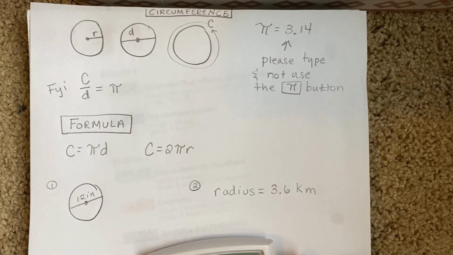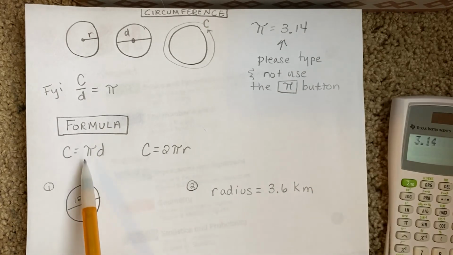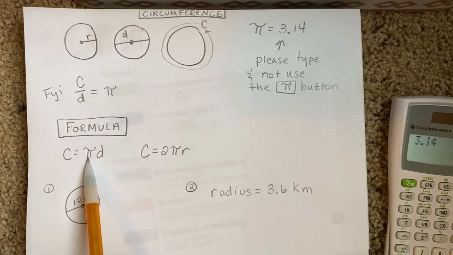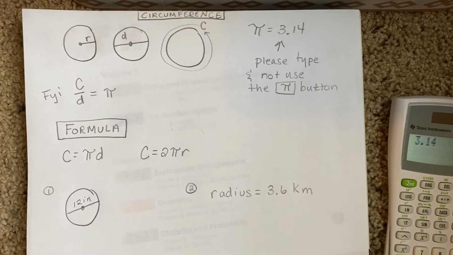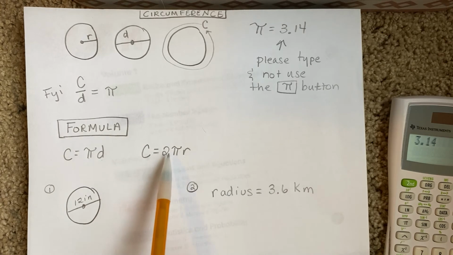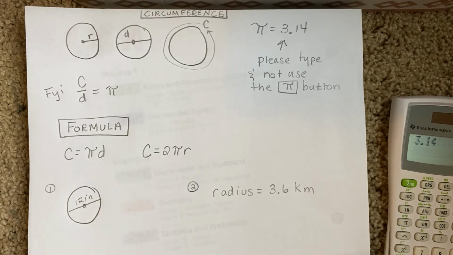Then they figured they could use pi to find the circumference. If they knew the diameter and multiplied it by pi, you would get the circumference. If you had only the radius, remember the radius is half, so you double it and then multiply it by 3.14, and you would get the circumference.